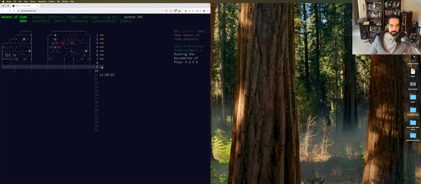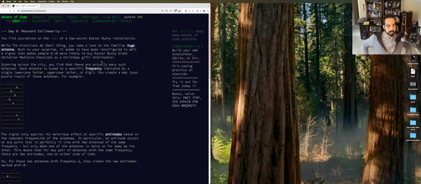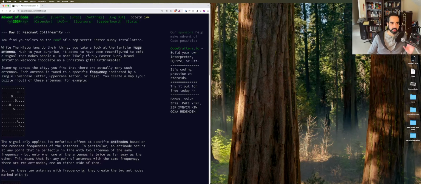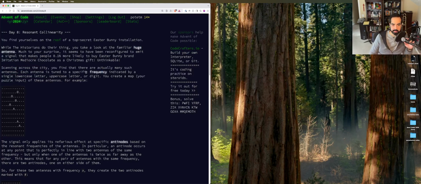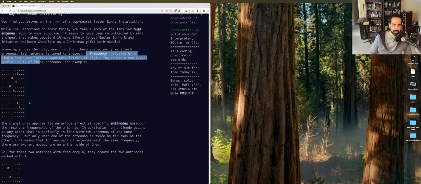Advent of Code, Day 8. Let me zoom in. Okay, the historian's doing their thing. We have a huge antenna. To your surprise, it seems like it's been configured to emit a signal. Scanning the city. Each antenna is tuned to a specific frequency indicated by a single lowercase letter, uppercase letter, or digit. You create a map, your puzzle input, of the antennas. Okay, lowercase letter, uppercase letter, or digit.